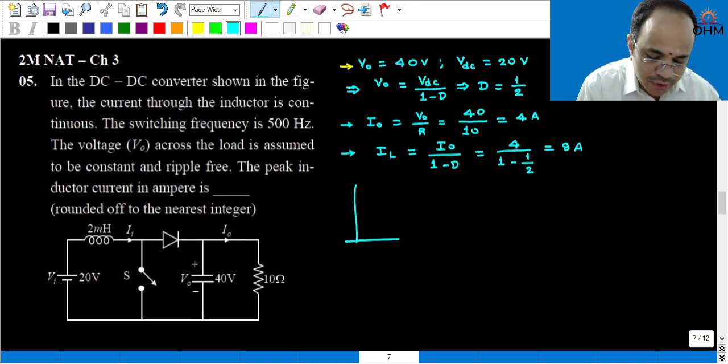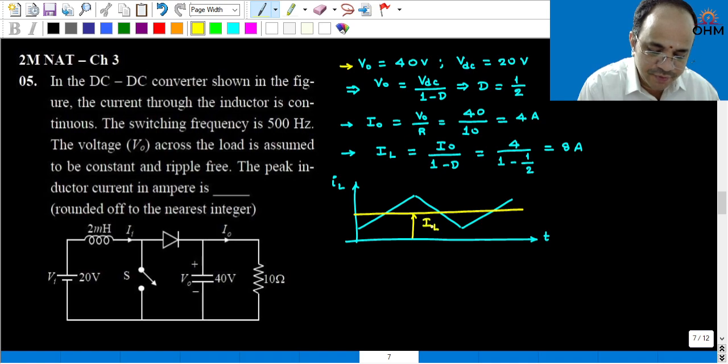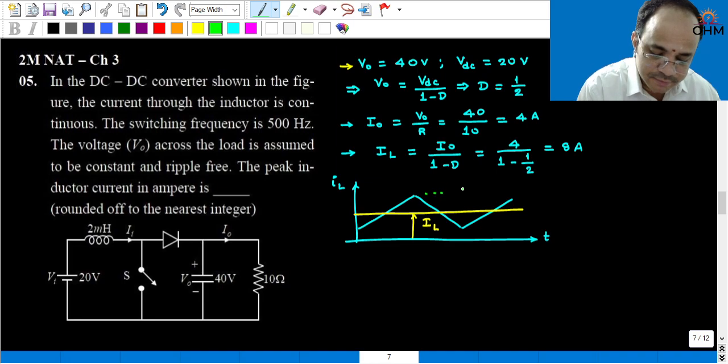So, if you look into inductor current waveform, it will be something like this. It is a triangular waveform. This is the inductor current. So, average value of this waveform will be this yellow line. Let us say this is IL. And now say, for example, this one is peak to peak ripple delta IL.